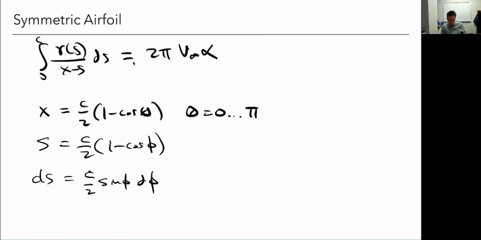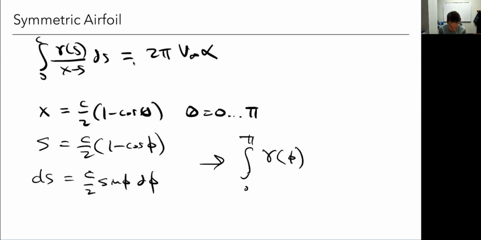And my limits of integration for s, and s is going from 0 to pi now, right? Instead of 0 to c. So if I plug all that in, I change my integral. This becomes the integral from 0 to pi. I now have gamma, which is now a function of phi instead of s. X, I'm going to do all this in one step. So if it doesn't make sense, write it out yourself and you'll see.